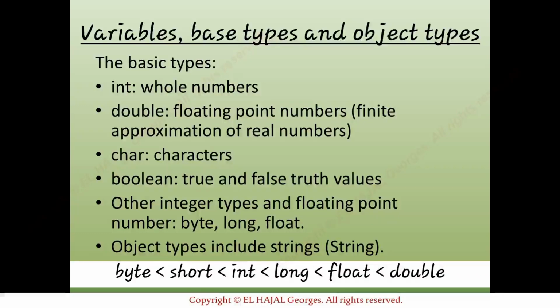The basic types of variables inside of Java, we have the int, we have the double, we have the char, we have the boolean for true and false. We have other types of numbers like the byte, the long, and the float. And of course, at last, we have also the objects, which includes the string.